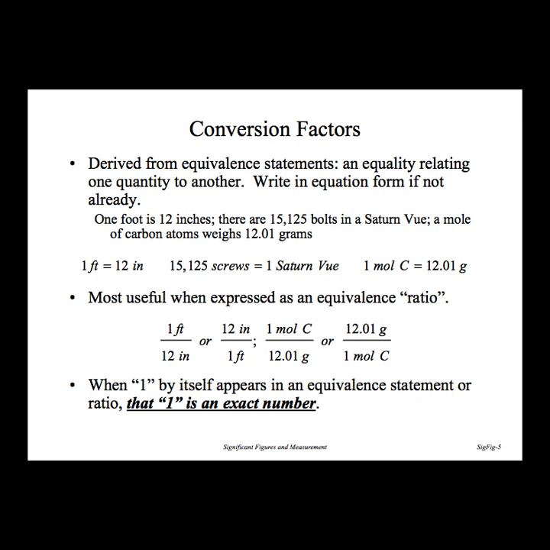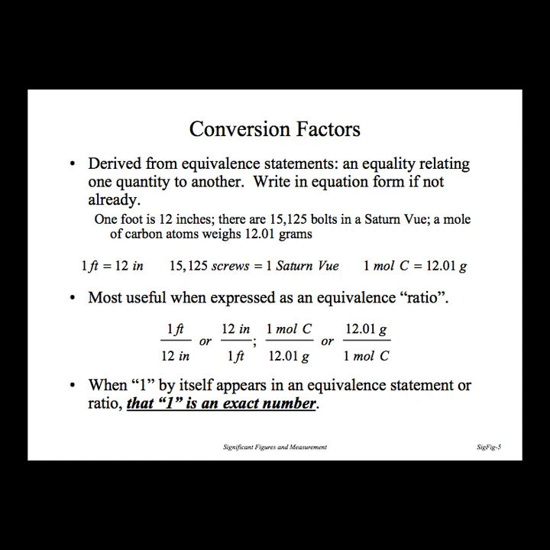For example, 1 foot is 12 inches. There are 15,125 screws in a Saturn V. A mole of carbon atoms weighs 12.01 grams. And as you can see on this slide, I've turned those from words into actual equations. 1 foot equals 12 inches. 15,125 screws equals 1 Saturn V. 1 mole of carbon equals 12.01 grams.